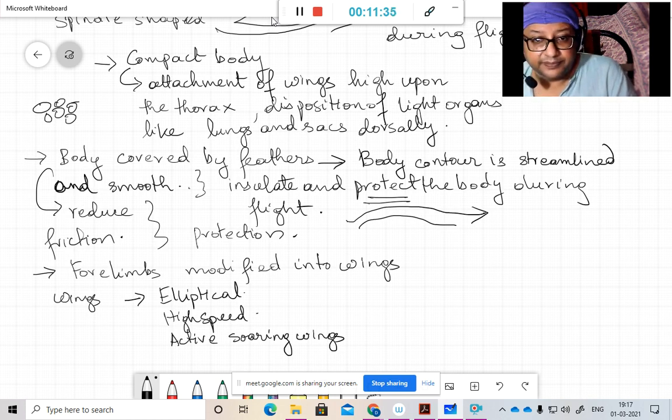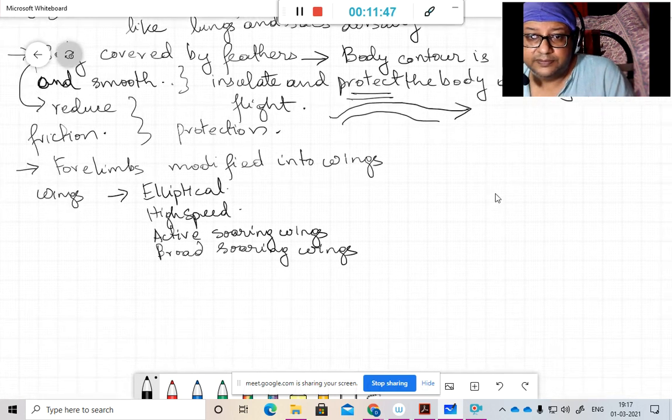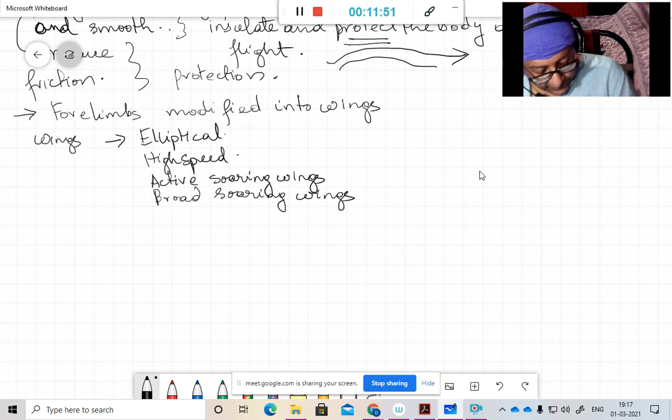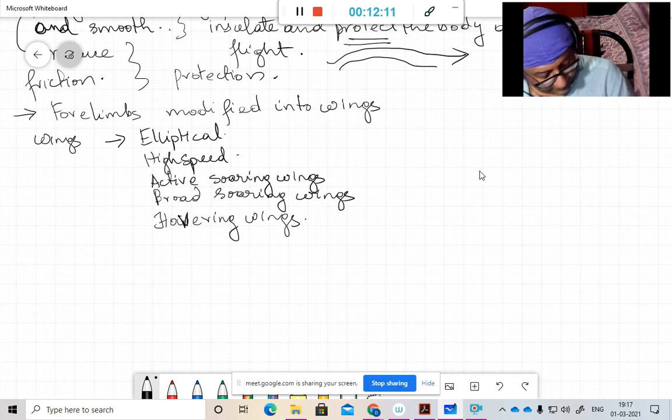broad soaring wings, or hovering wings. There are other wings like tail wings and all these things, but these are the main types of wings. You have different wing shapes.